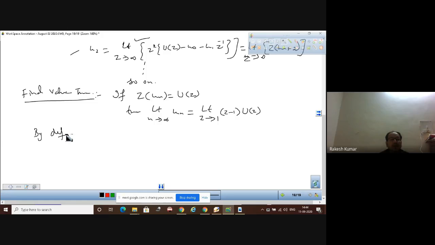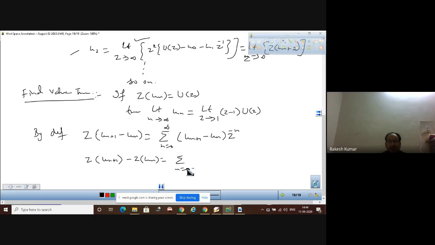This is very important. By definition of the z transformation, the z transformation of u(n+1) minus u(n) will be equal to the summation n from 0 to infinity of [u(n+1) minus u(n)] z^(-n). On the left hand side we can use the linear property: z transform of u(n+1) and z transform of u(n). The right hand side stays the same: summation n from 0 to infinity of [u(n+1) minus u(n)] z raised to the power minus n.